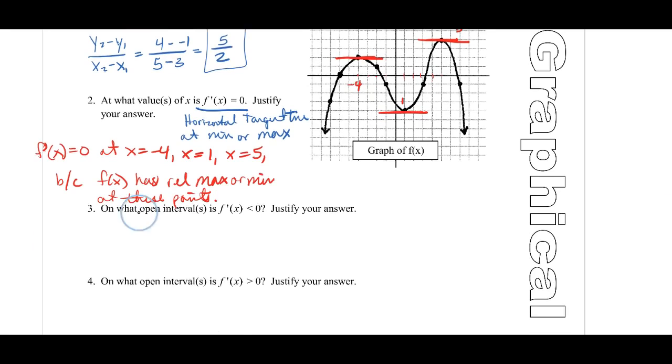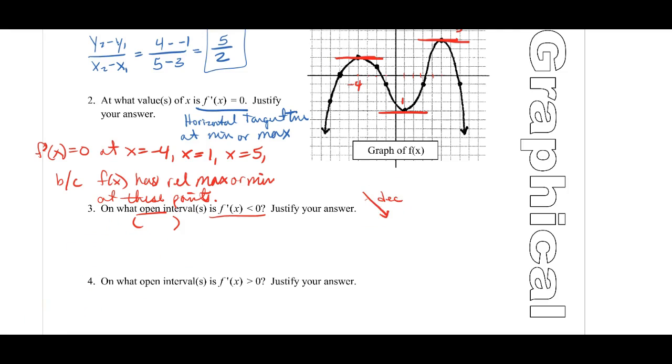Number 3 asks a new question on what open interval. Open means that my interval is going to be encased in parentheses, meaning it won't include the ends. The very ends are those maximums and minimums, and the derivative is not positive or negative there. The derivative is equal to 0, so to find less than 0, I want to know where is my derivative less than 0. When I think less than 0, it just means negative. Where is my derivative negative? Where is my slope negative? Negative slope means decreasing. Where is my function decreasing?